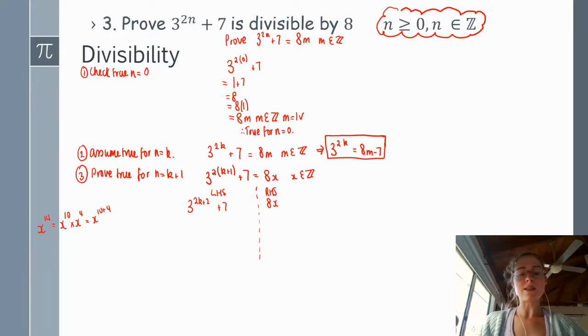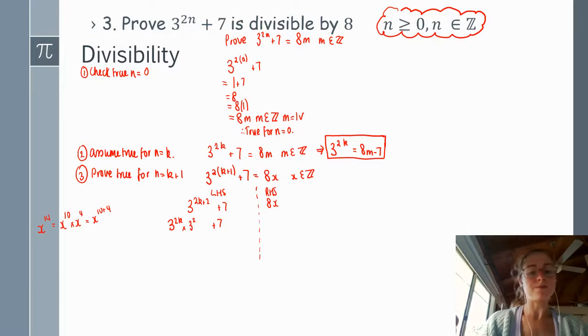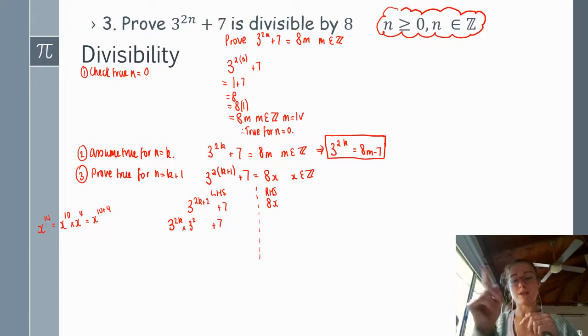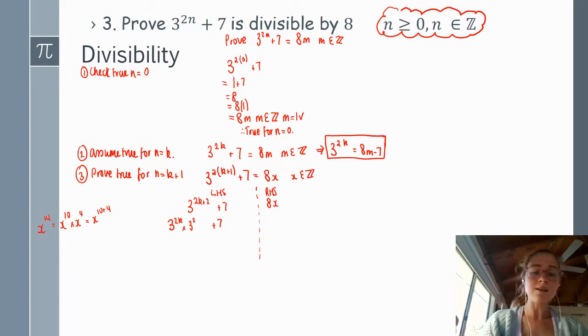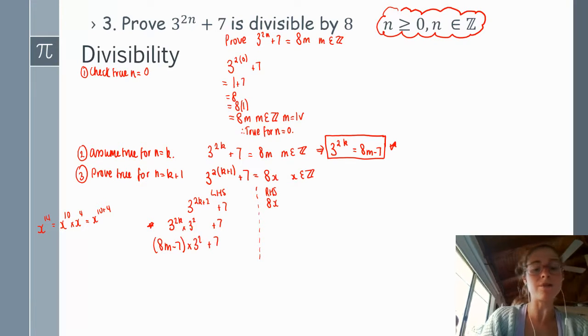I'm going to do the same with this 3. So I can actually rewrite this as 3 to the power of 2k times 3 to the power of 2 plus 7. Right? Exactly the same thing, because when we multiply two things together, we can just add their indices. Now I have an expression from step 2 to help me, right? I can let 3 to the power of 2k equal 8m minus 7. Let's do that. Times 3 squared plus 7. Okay, that's going to become 9, 3 squared.